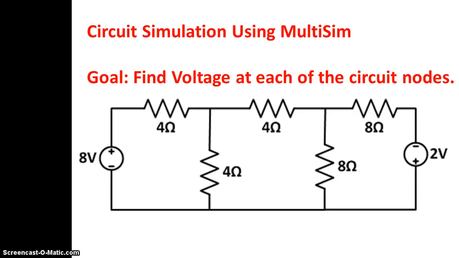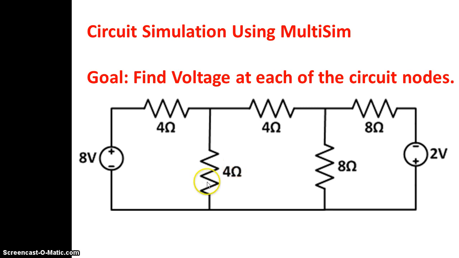Our goal today is to use National Instruments MultiSim simulation software to find the voltage at each of the circuit nodes in this simple resistor network. We have two voltage sources, a number of resistors, and our goal is to figure out what the voltages are at each of these nodes. We can do this circuit fairly easily using the node voltage method, but let's verify.